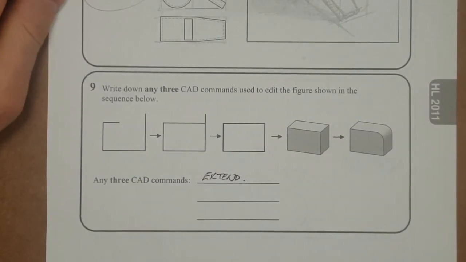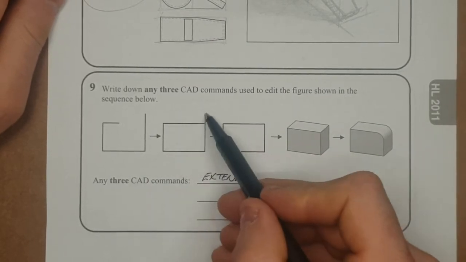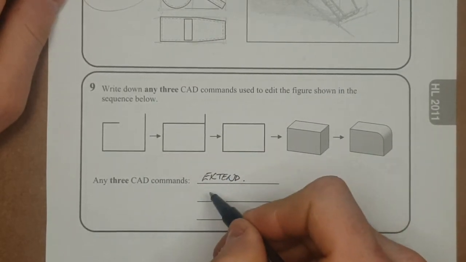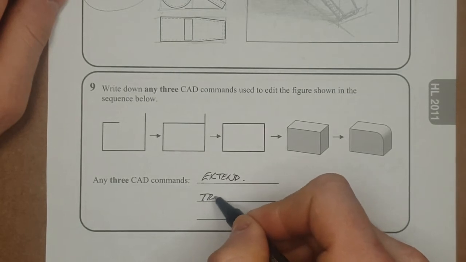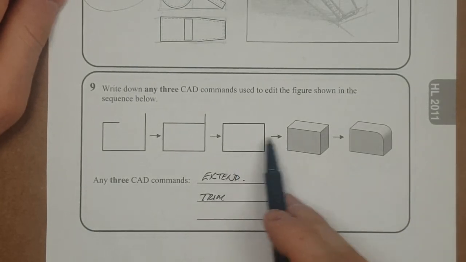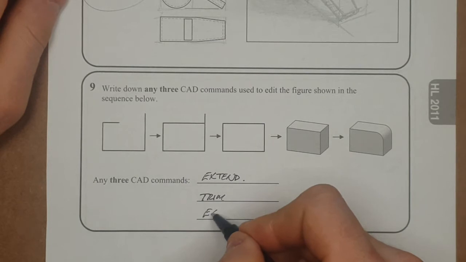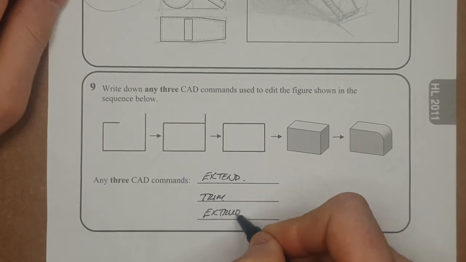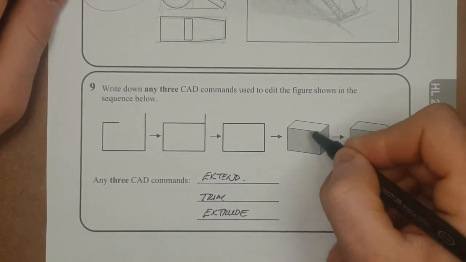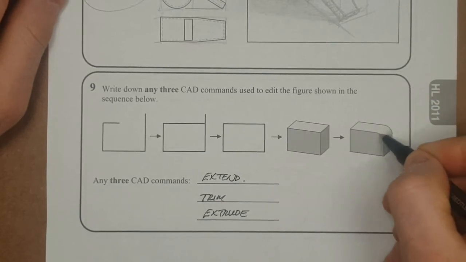On SolidWorks, part of the same tool is trim, so to take off a line segment. To bring it from 2D to 3D is to extrude. And then if it was a straight cut, it would be a chamfer, and when it's a round, it's a fillet.